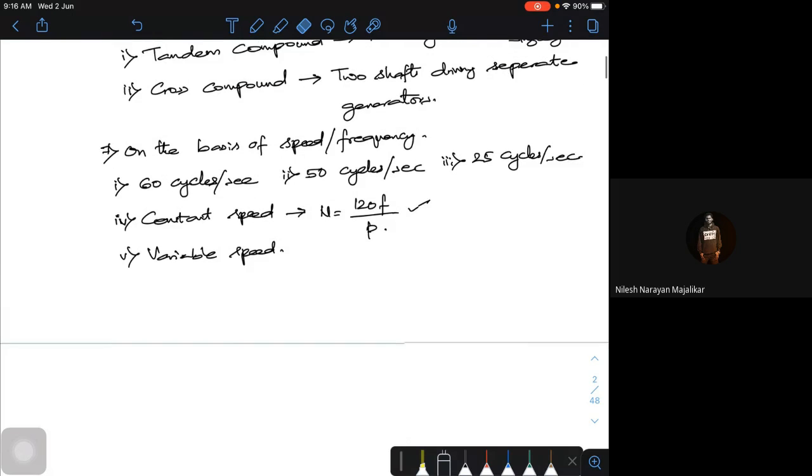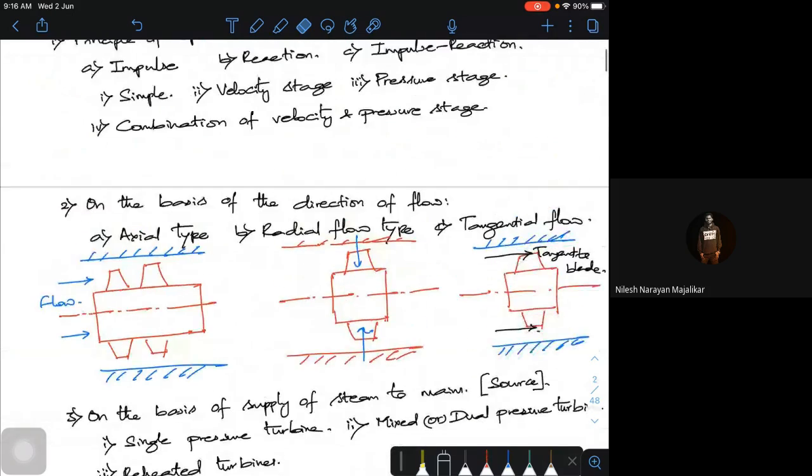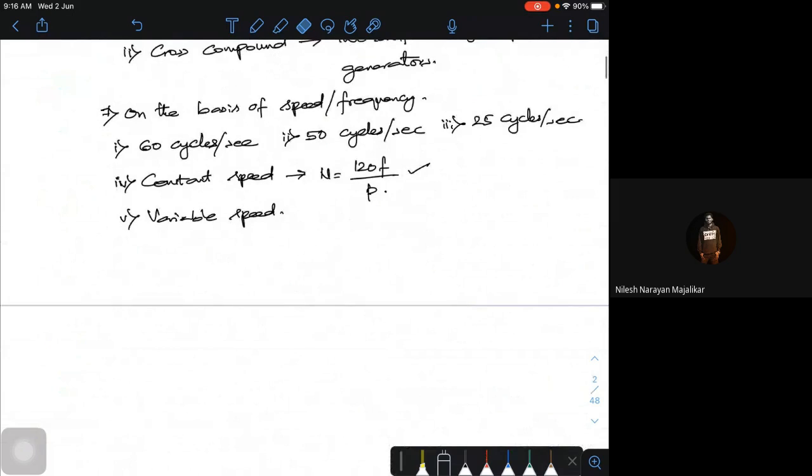Okay, fine. So I told you that when you classify steam turbines, I made around 6 to 7 classifications, starting with the type of operation, and maybe the last one was based on the frequency or the speed. Now, we'll be concentrating mainly on three types of turbines.